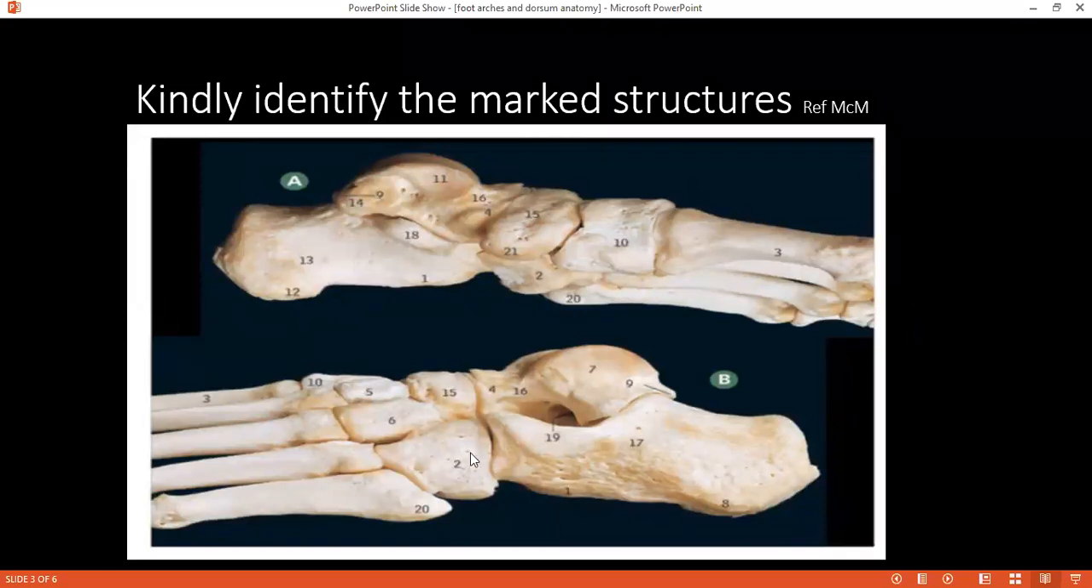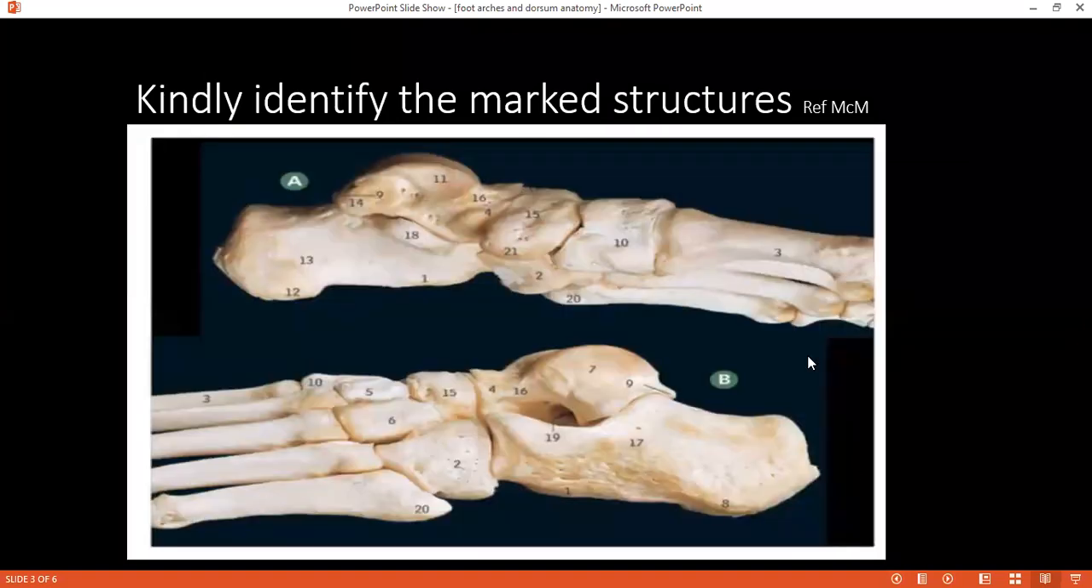I'm sorry. What is this 19, please? Yes, here. In picture B, please. 19. What is tarsal sinus? Why is it called tarsal sinus? I'm not sure, ma'am. Sorry. Okay. Can you please tell me?